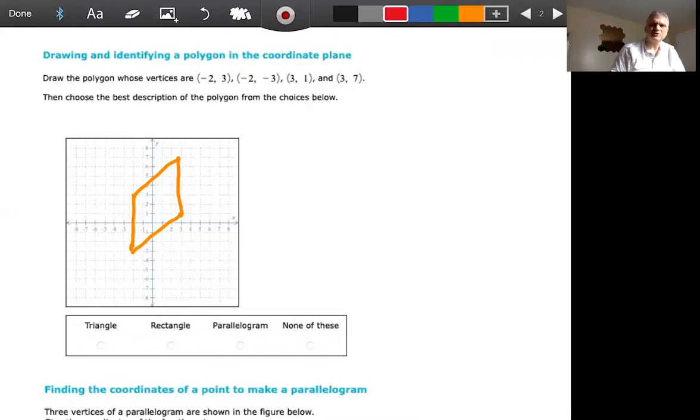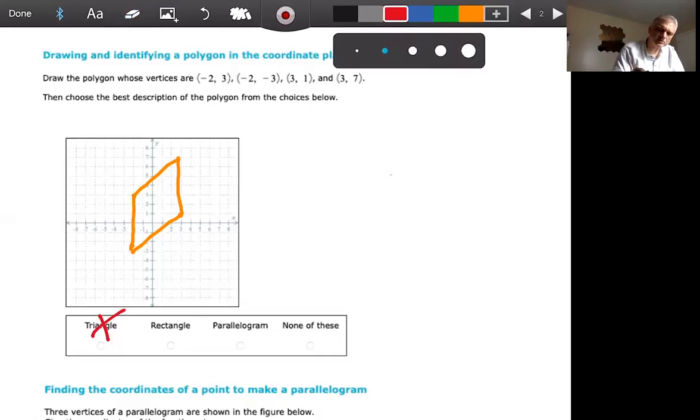Is it a triangle? No, it's not a triangle. A triangle has 3 sides, and that polygon has more. Is it a rectangle? Well, remember, a rectangle has a 90-degree angle at every single corner. So I could look at this slope here, which is undefined. Remember, an undefined or vertical slope will be perpendicular with a 0 slope, which would be horizontal. So vertical and horizontal are perpendicular to each other. That's not a horizontal line. So what we have here is not a rectangle because those are not right angles.